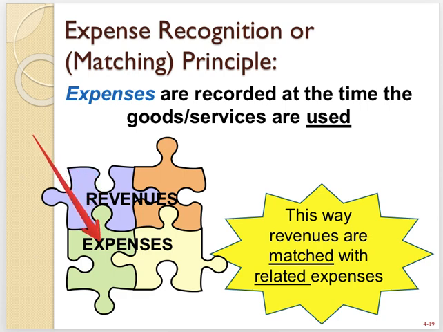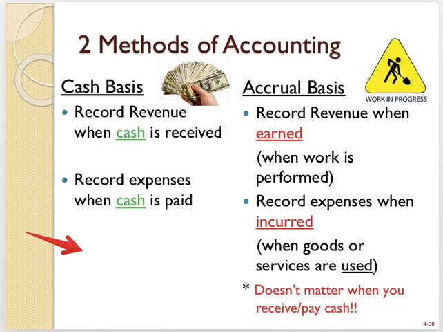We want to track exactly what we used to generate this same revenue in that month or in that accounting period. So if you use this expense recognition or matching principle, it helps to ensure that these two things are matched up, so we have a pretty accurate picture of how much money the business made. Now, because we say that we're going to record revenue when it's earned and expenses when they're used up, regardless of when cash is paid, we say that GAAP requires the accrual basis of accounting.